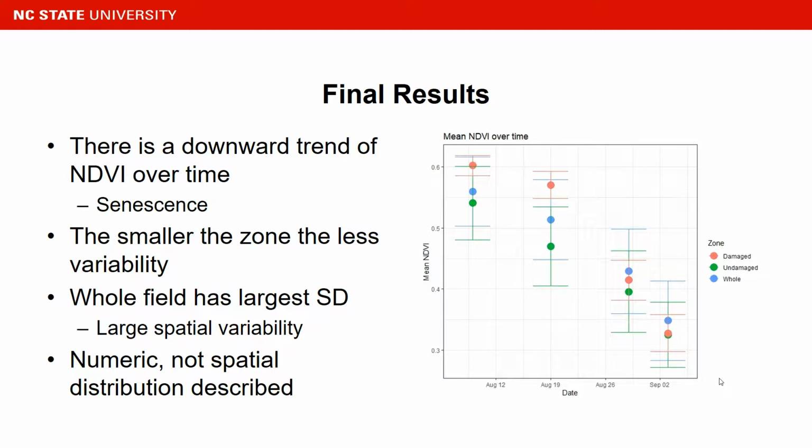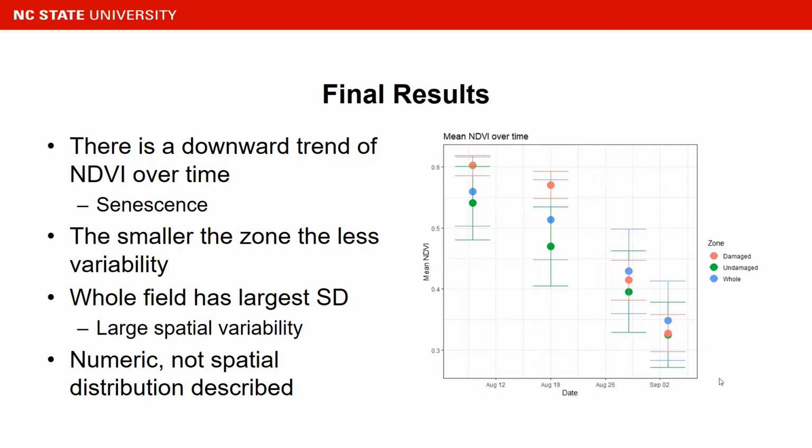So my final results is that there is a downward trend of NDVI over time, and this is due to the senescence of the crop. But what we were looking at was, can we distinguish between the different zones? And there's part of the question that wants to be able to distinguish and part that doesn't, because that would mean the whole field follows the same trend if you cannot. But if you can, that means you can actually detect the damage.